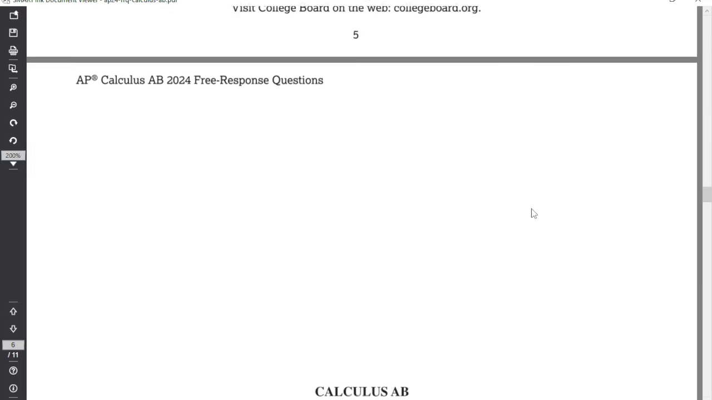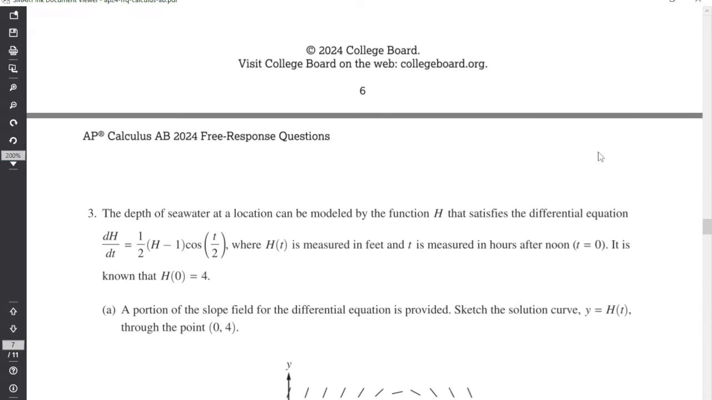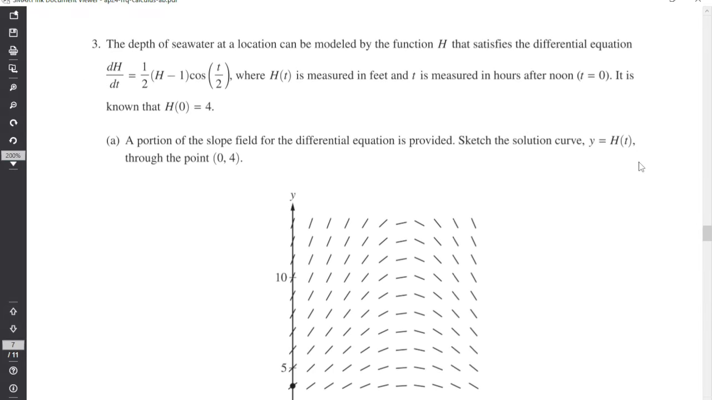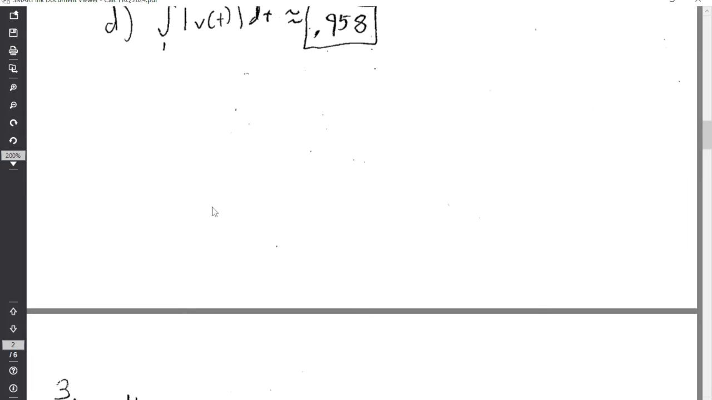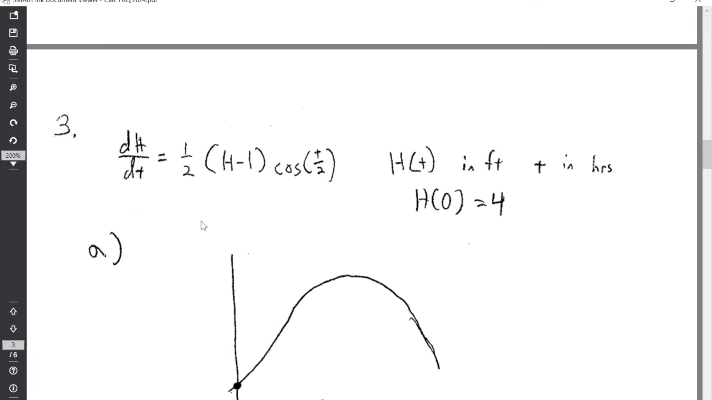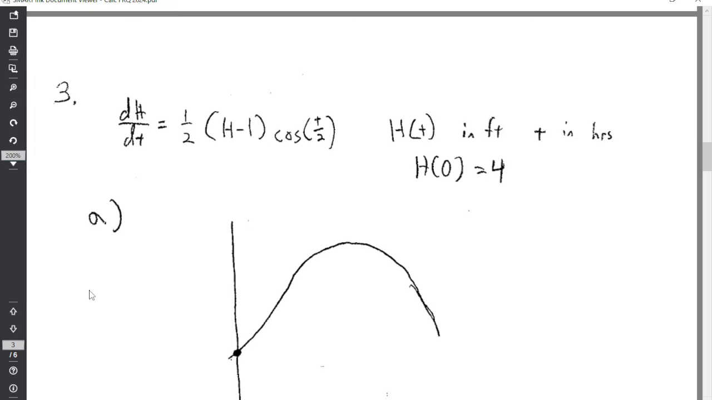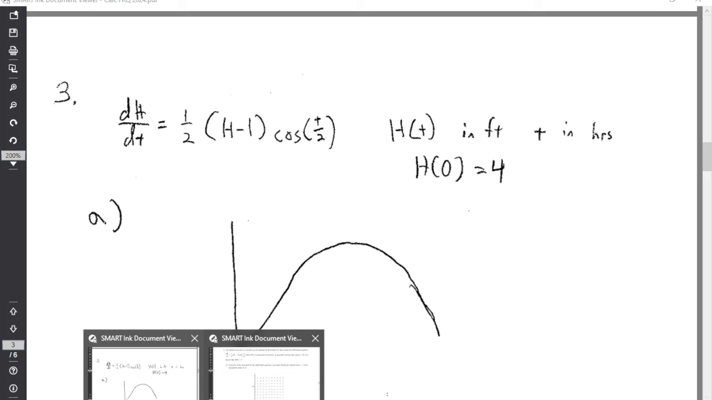Number 3 was about differentiable functions. So it gave you a value of dH/dt, and we start by sketching out the slope field. The slope field needs to start at this point and then be sketched along. So I gave a rough sketch here of that slope field. I also put that starting condition of h of 0 being 4, wrote that down. So part A is just sketching out that slope field, connecting together our slopes.